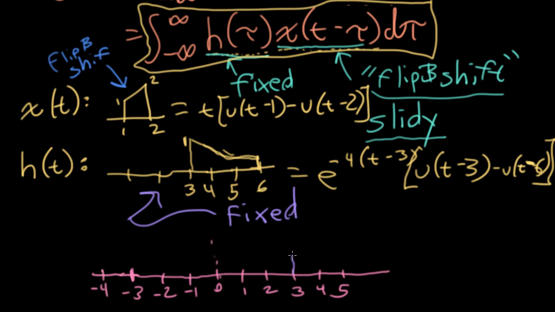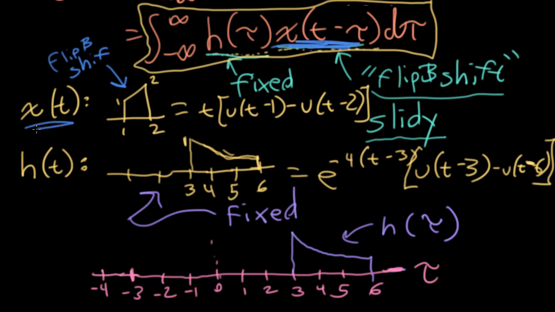So I'll draw an axis, and on this axis I'll draw h of t, but I'm really drawing h of tau. This is a tau axis. And what we're going to do is essentially integrate over tau, integrate over this graph, in order to figure out what y of t is for some particular t.